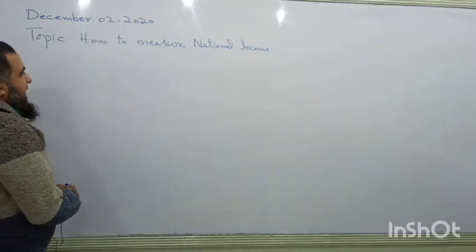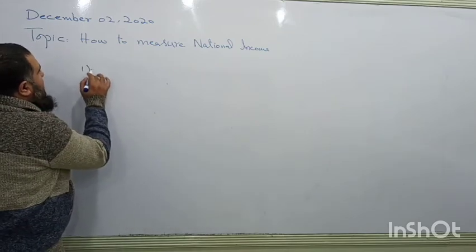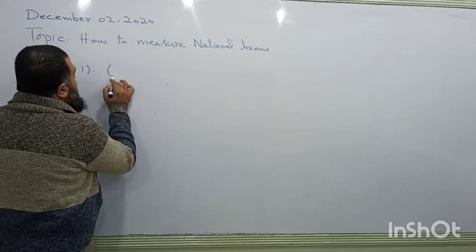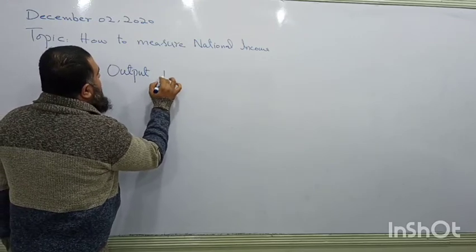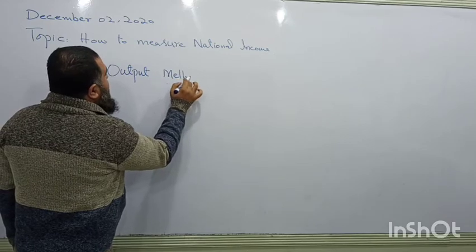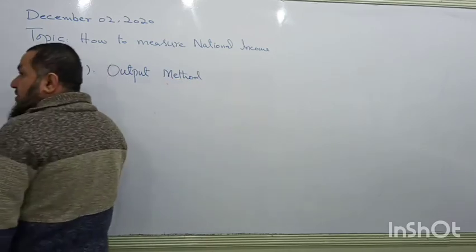Okay. Now there are three methods which are used to measure the national income. One method is called the output method. Output method. Another is called what?